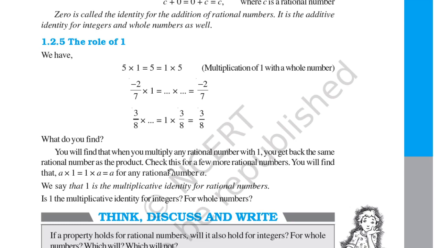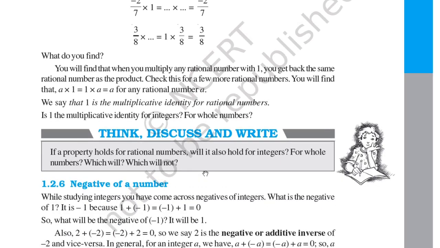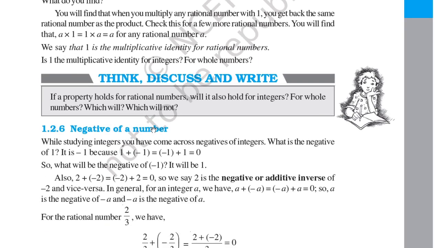Check this for a few more rational numbers. You will find that a into 1 is equal to 1 into a is equal to a for any rational number a. We say that 1 is the multiplicative identity for rational numbers. Is 1 the multiplicative identity for integers as well? So think and discuss. If a property holds for rational numbers, will it also hold for integers? For whole numbers?